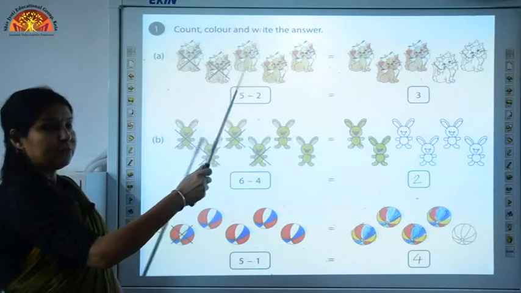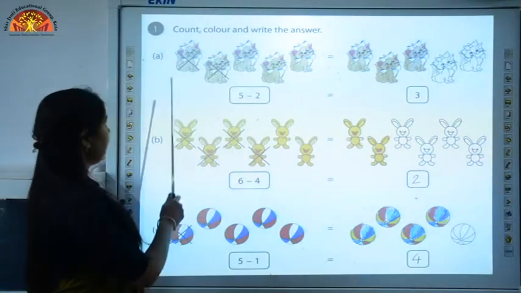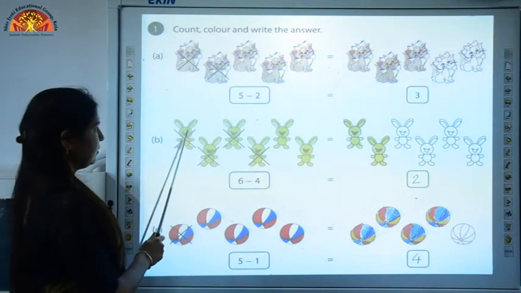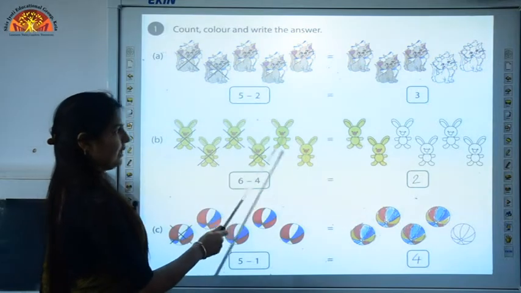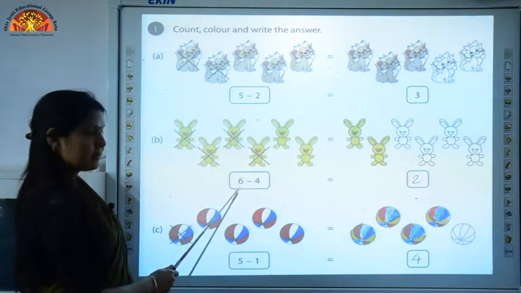So children, what will we do here? We will count the objects which are given here. We will see question number 1, part B. We will count: 1, 2, 3, 4, 5, 6. How many rabbits are here? There are 6 rabbits, so 6 is written here.